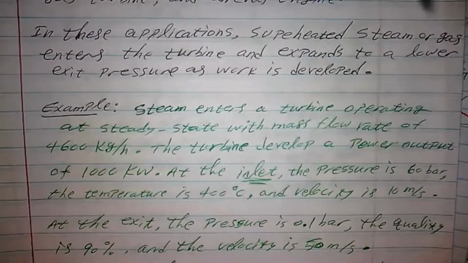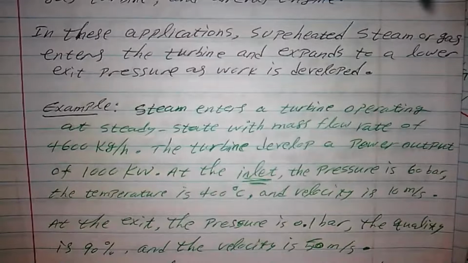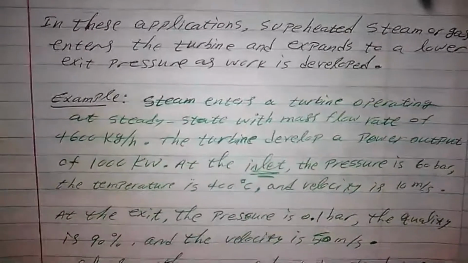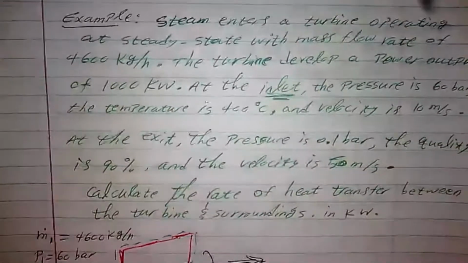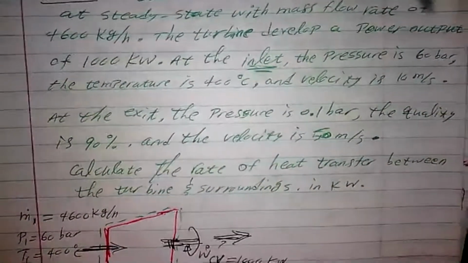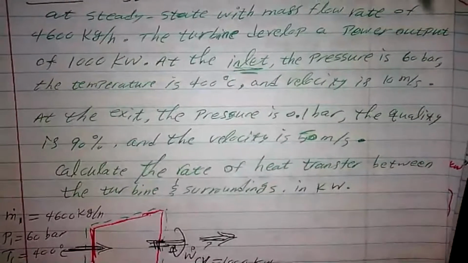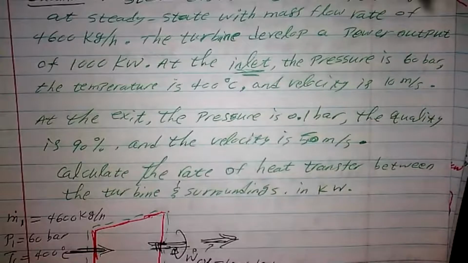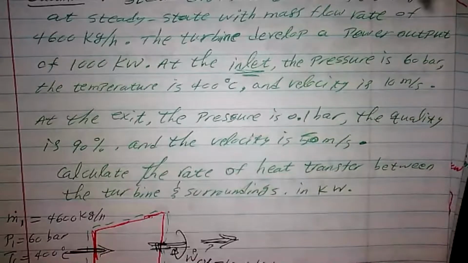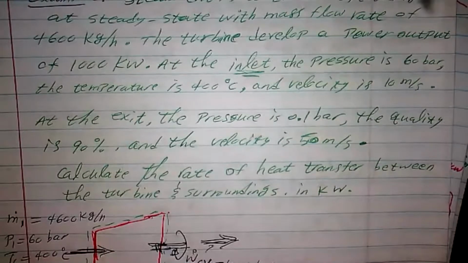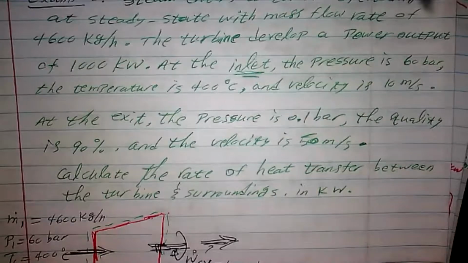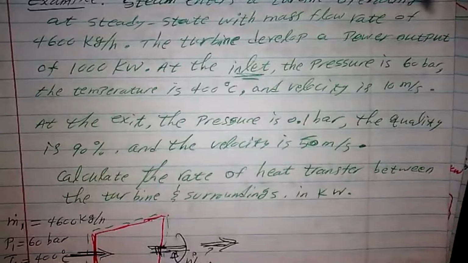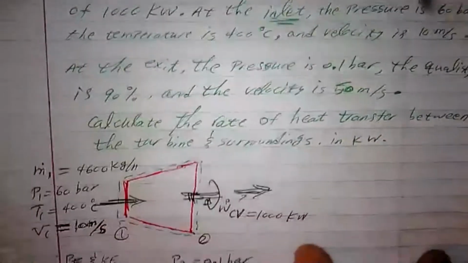At the inlet, the pressure is 60 bar, the temperature is 400 degrees C, and the velocity is 10 meters per second. Then at the exit, the pressure is 0.1 bar, the quality is 90% because of the mixture, correct? And the velocity at the exit is 50 meters per second. Determine the rate of heat transfer between the turbine and surroundings in kilowatts. So that's the question. We want to calculate the rate of heat transfer, Q dot.